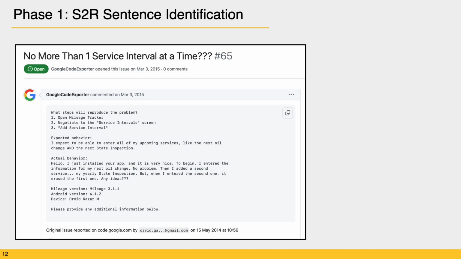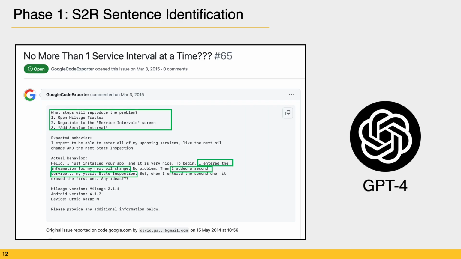Let's assume we have a given bug report. We will need to identify the STR sentences from this report. To identify these sentences, we first design prompts, then these prompts are sent to GPT-4 to identify the STRs from bug reports utilizing a prompt. We have utilized different prompt settings and chosen the best one, which we will discuss later.